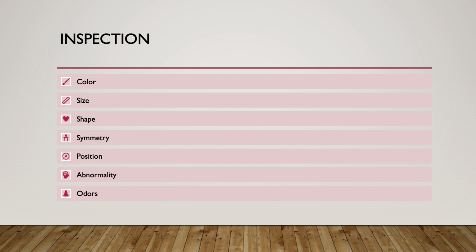We inspect each area for color, size, shape, symmetry, position. We look for abnormalities, and as I've mentioned, we also detect odors. I want to point out that we always check for side-to-side symmetry by comparing each area with its match on the opposite side of the body. And that's going to be a very important concept for you to understand this semester. And sometimes the words observe, note, or assessed are used interchangeably with the term inspection.